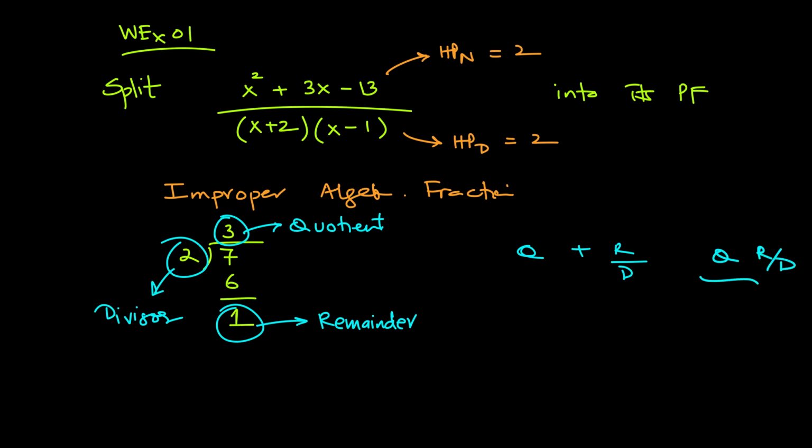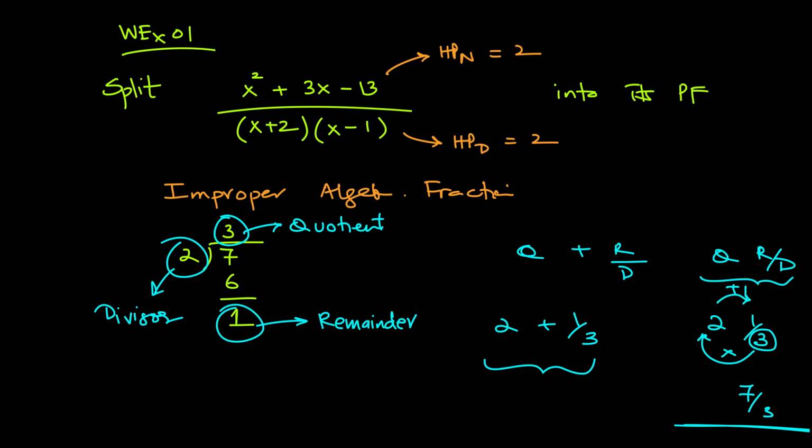So if I write quotient remainder divisor, that is 2 1/3. 3 multiplied by 2 is 6, 6 plus 1 is 7, which is 7 over 3. So now, can I write 2 1/3 as 2 plus 1/3? Of course I can. So this is the logic with which we will start working for this particular question. So x squared plus 3x minus 13 divided by x plus 2, x minus 1.